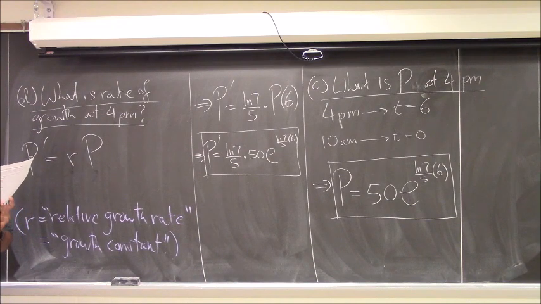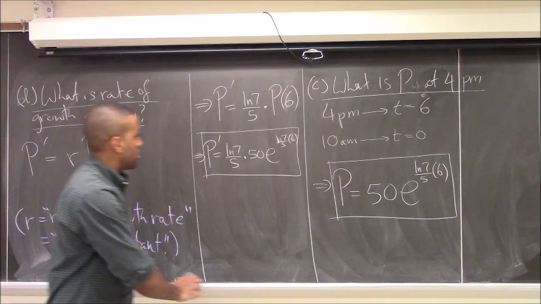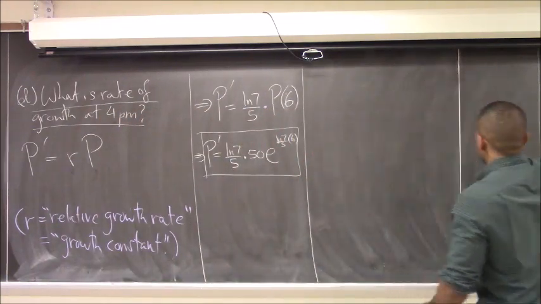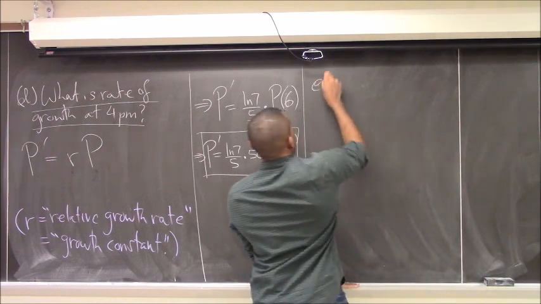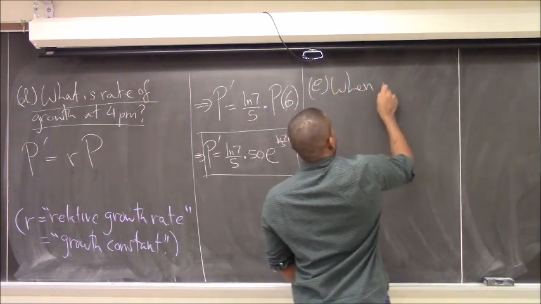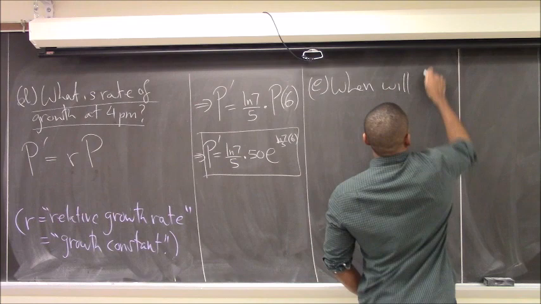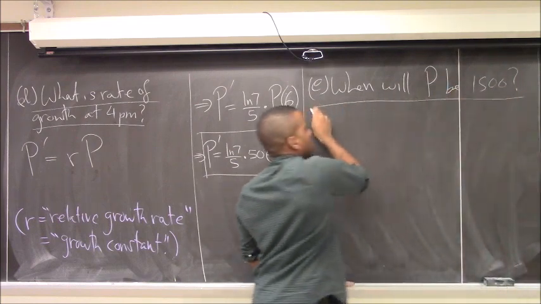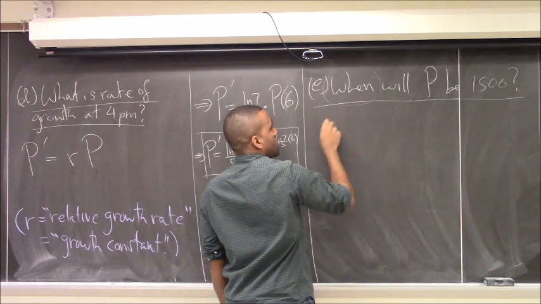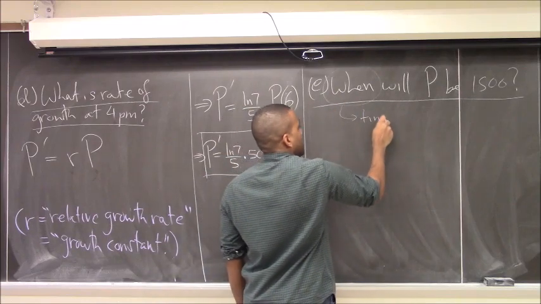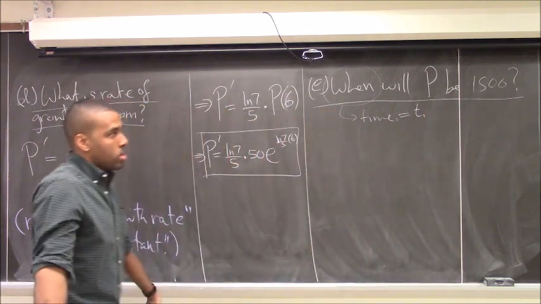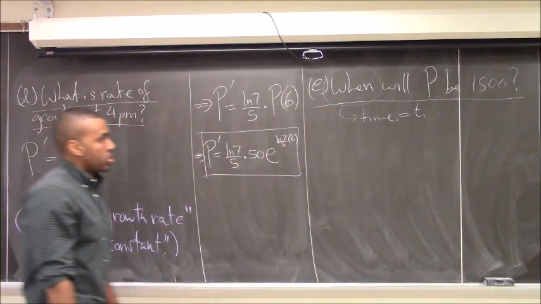E. When will the population reach 1,500? When will P be 1,500 is the question. P is the current population. So the word when refers to what? Time. So we know that time equals t. So to answer this one, we know we're finding a t value. So how do we get to that?